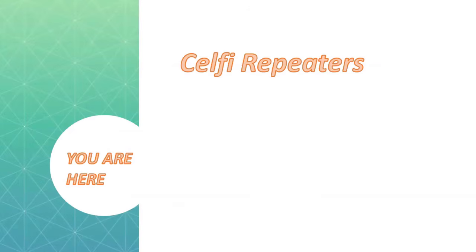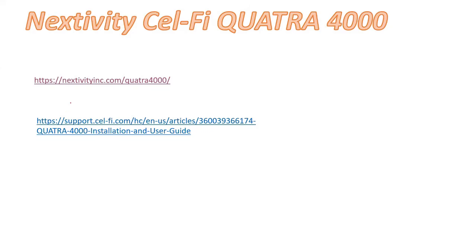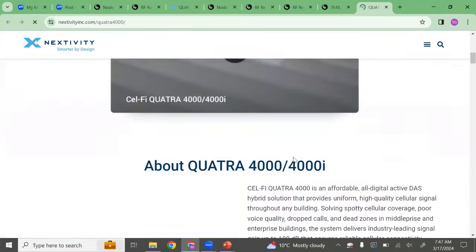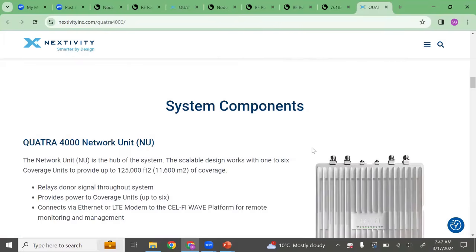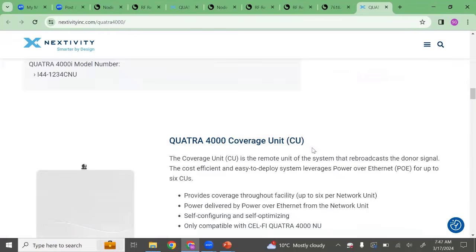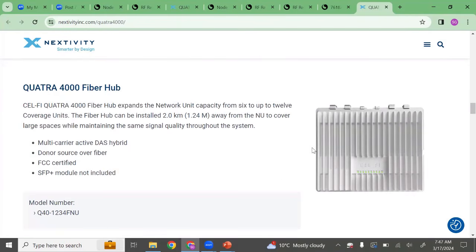And then the next important company is Cell-Fi repeaters. Let's talk about Cell-Fi repeaters. All these details are coming from these websites. If you go to this website, they explain very well how to use this and all these things, right? So we'll discuss. You can see all those components are there on their website. So let's talk about Cell-Fi repeaters.